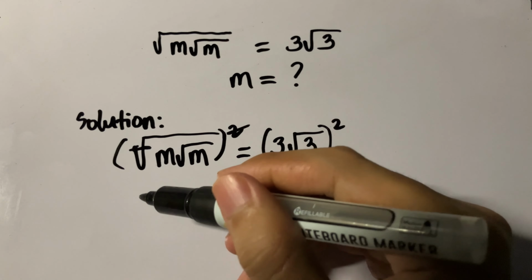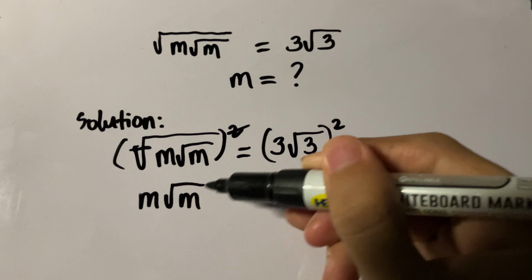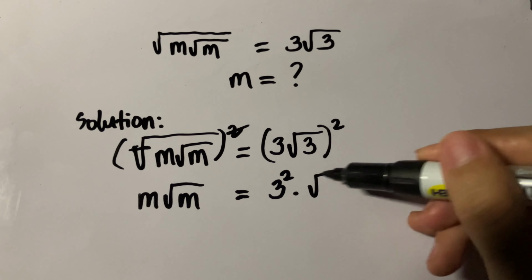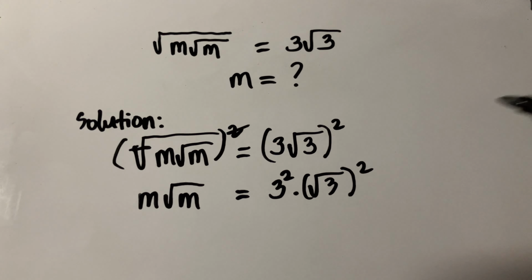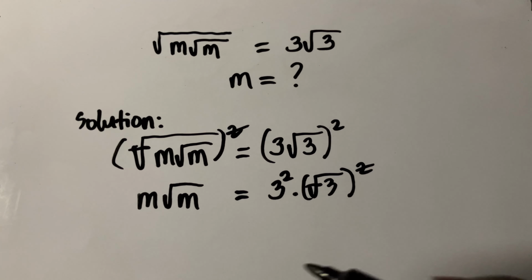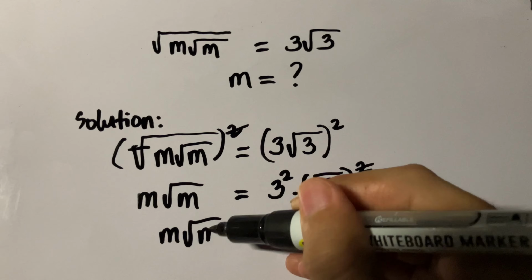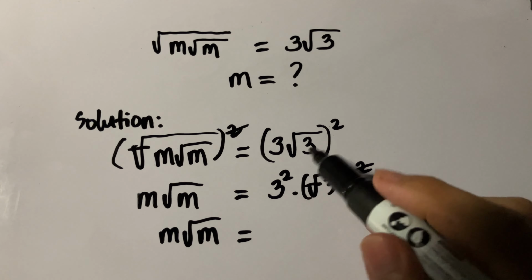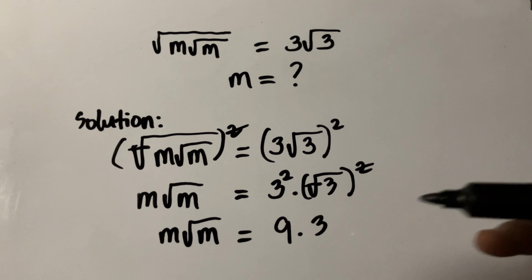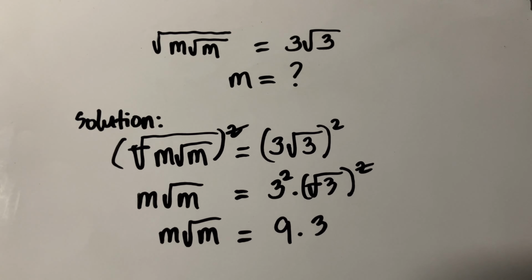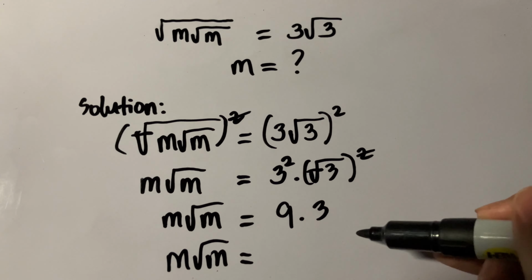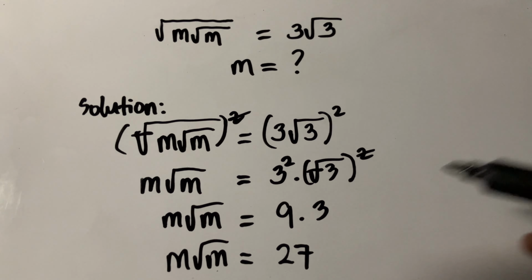So now this is m square root of m equals 3 squared times square root of 3 whole to the power of 2. And again, we can cancel this square and this radical. So this is now m square root of m then equals 3 squared, that is 9, then times the remaining 3. Now let's multiply. So this is now m square root of m equals 9 times 3, that is 27.